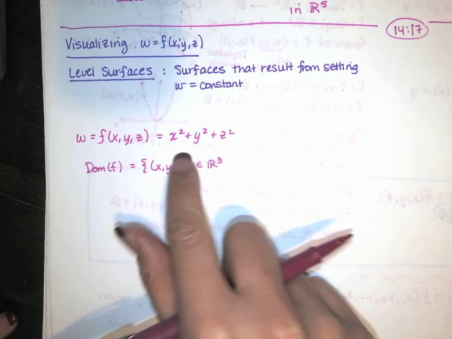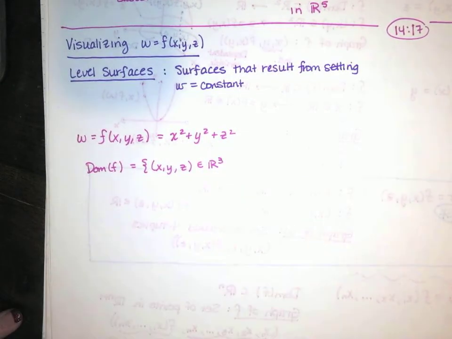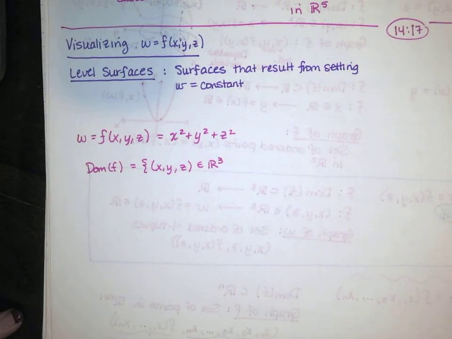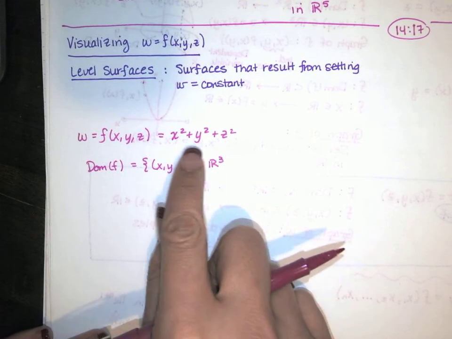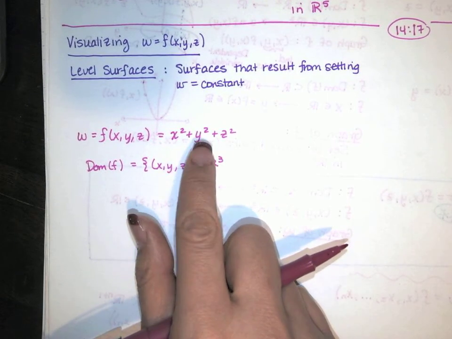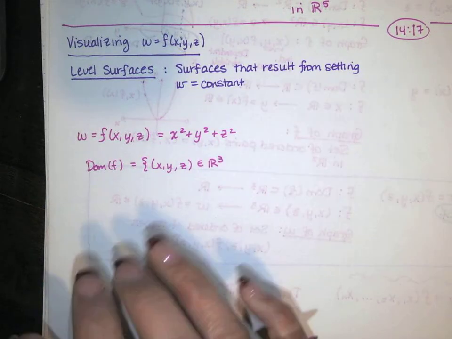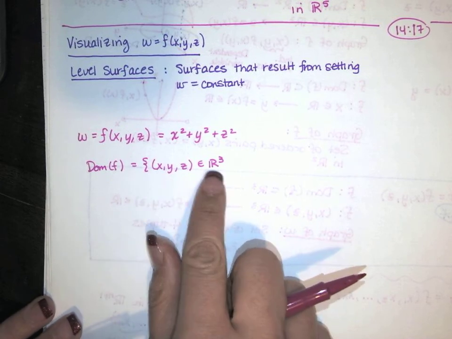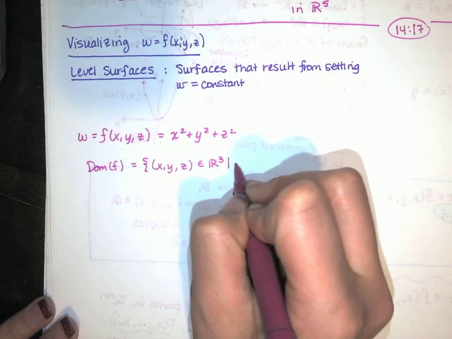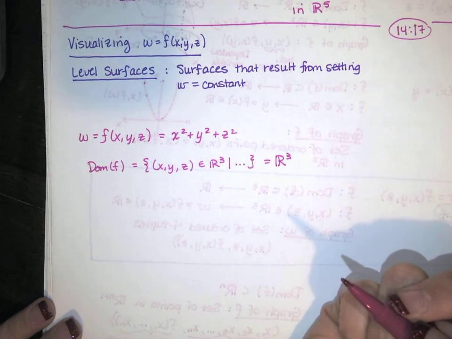But there's no division here, so there's no danger of dividing by 0. There are no even roots, so there's no danger of taking the even root of a negative number. There's also no logarithms in the definition of my function. So it looks like we're good to go. Any real number x, real number y, real number z, if I plug those in, square them, and add them together, I'm going to get a w value out. So the domain turns out to be all of R3. There's nothing to write on the other side of that bar. It's everything. All of 3-dimensional space will work.